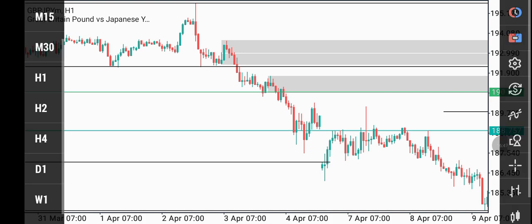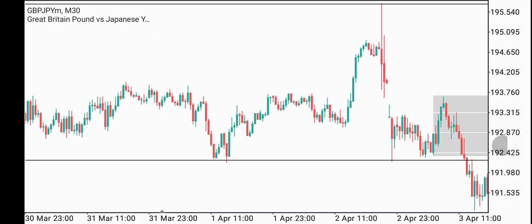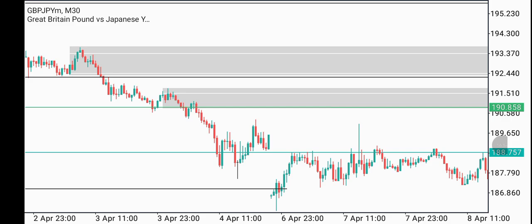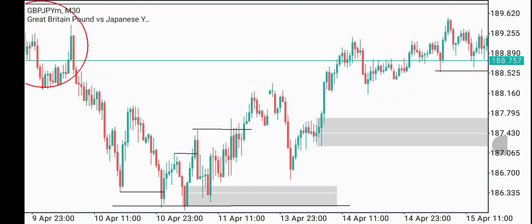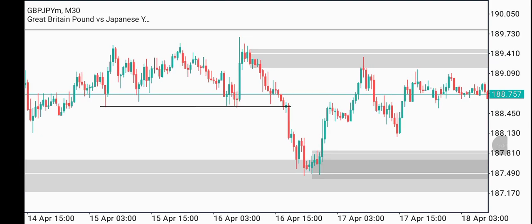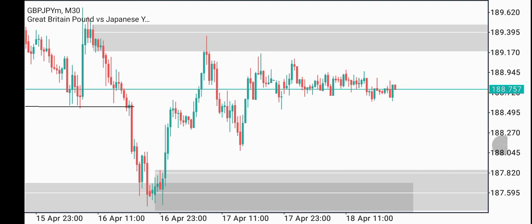So from the 1 hour, I can go to 30 minutes. These are my zones. Place trade. So let's see how the market will play out for the following week.